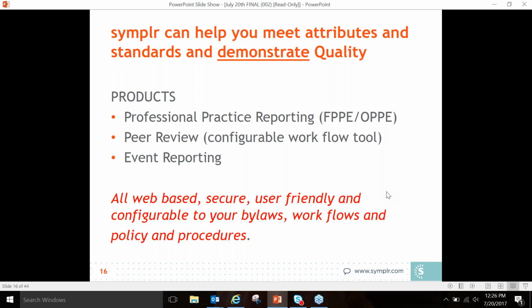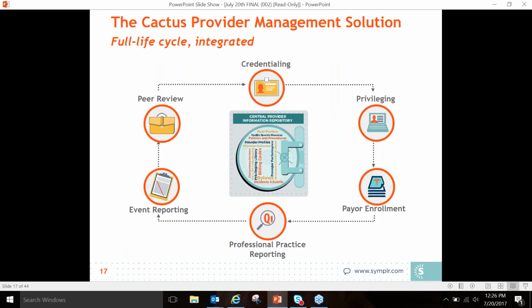It is also configurable. Most of these products I'm going to show you are extremely configurable. We know that every organization is doing their peer review differently. They're doing their focused evaluations differently. They have different workflows and different ways that you do things in different facilities. So we want to be able to make it configurable to your workflows, your bylaws, and your policies and procedures. Essentially, we're just going to take what you currently have and help you with it.